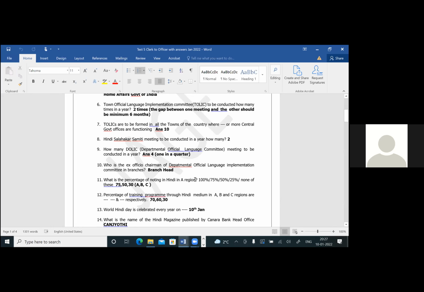For example, they will pass the order at that time, noted, or they will write, please proceed. So the various notings are there. What is the percentage of noting that should be in Hindi? There are 3 regions.